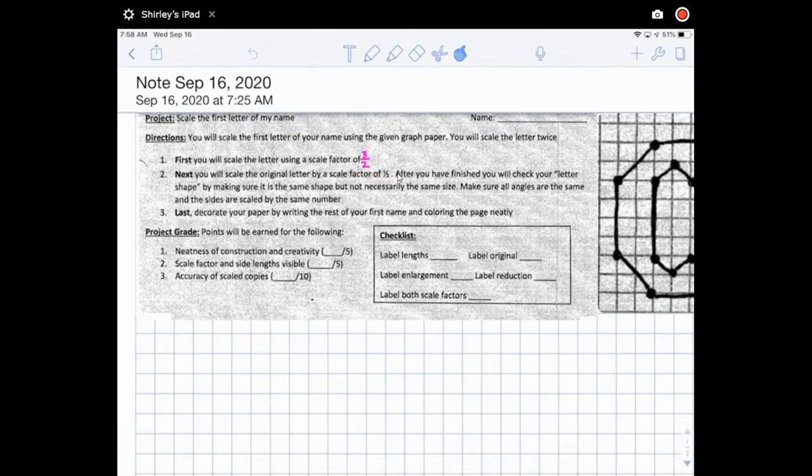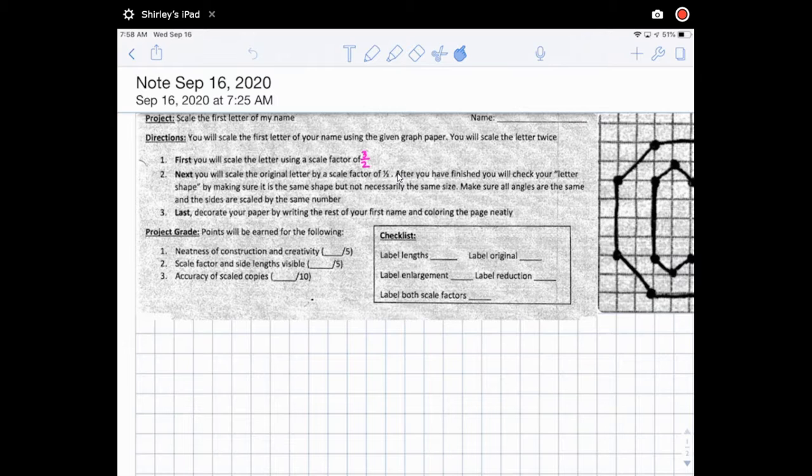So directions, you will scale the first letter of your name using the graph paper that you picked up during orientation. If you no longer have any graph paper, there is a piece that is uploaded underneath here. So you may also use that. But I want you to do this on paper with a pencil and a straight edge.